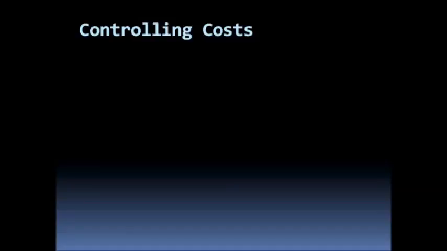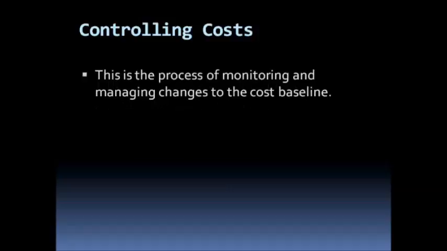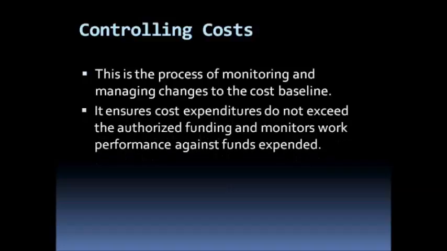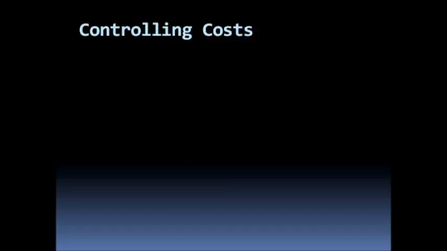Now we have a budget and the project work is ongoing. We will need to control the costs, and this is the process of monitoring and managing the changes to the cost baseline. We want to make sure all expenditure falls within the cost baseline, and it also ensures that the cost expenditure does not exceed the authorized funding, and to monitor the work performance against the funds that are expended.